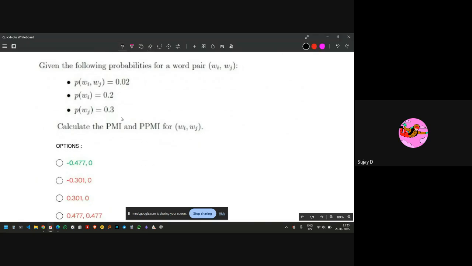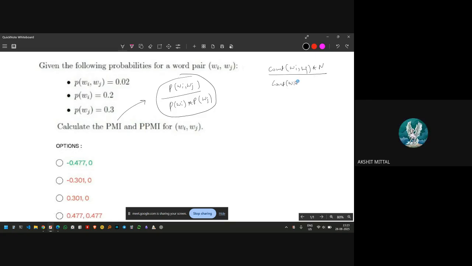So what is the formula of PMI? Probability of Wi, Wj by probability of Wi into probability of Wj. If it is probability, we take this one. If it is not probability, then count of Wi, Wj occurring together into N by count of Wi into count of Wj.